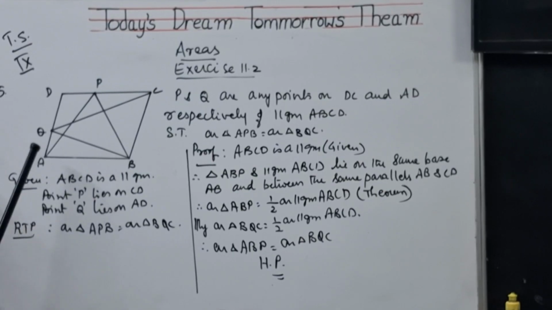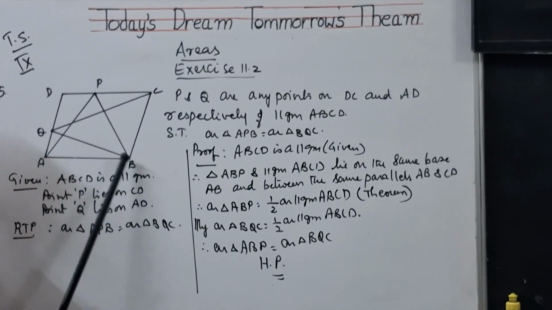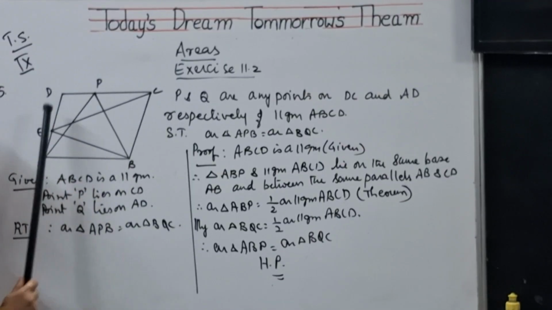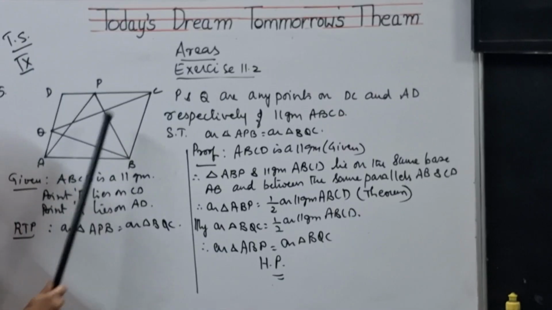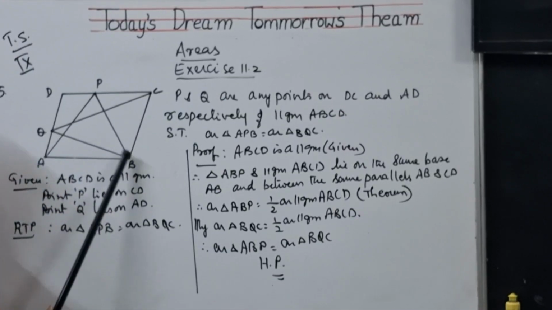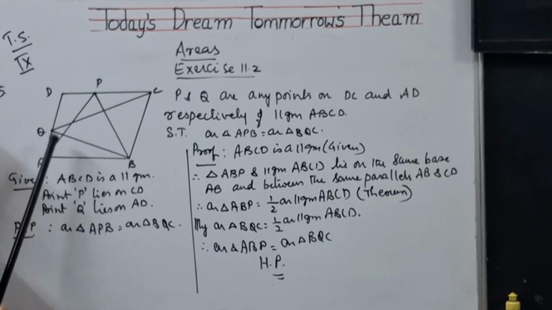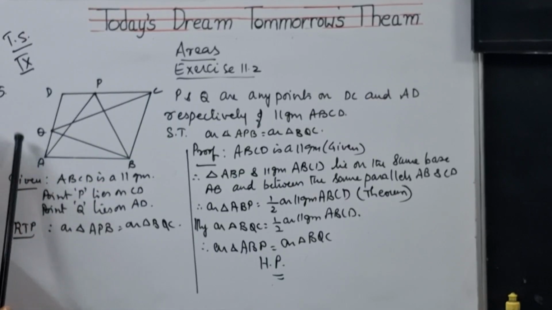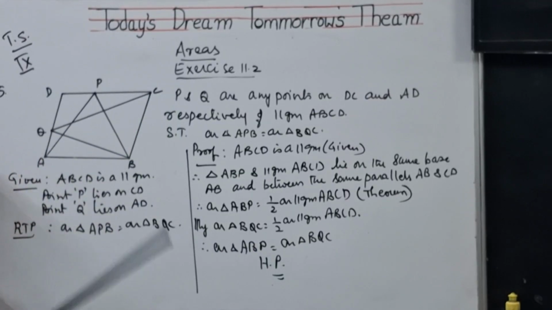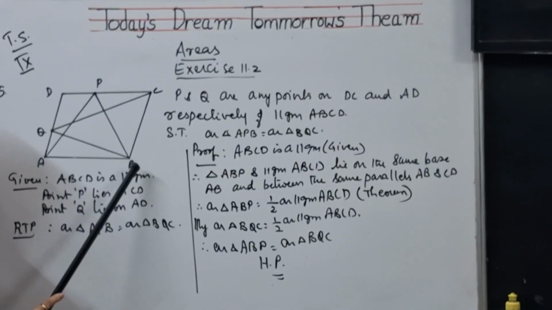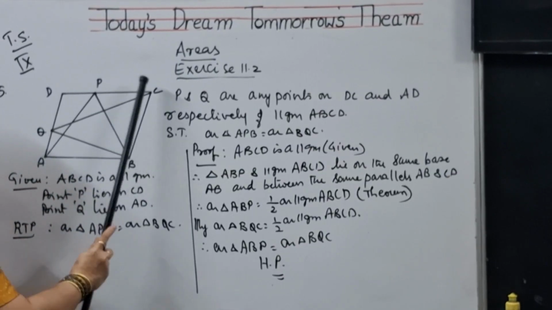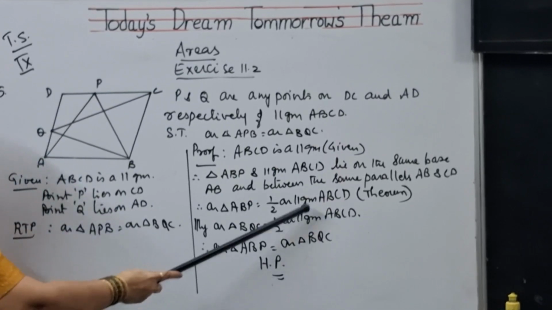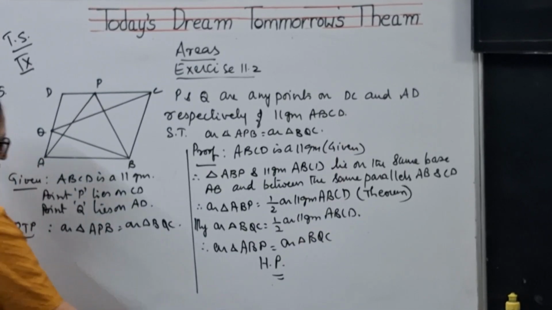So let us see one by one. Triangle APB and parallelogram ABCD are lying on the same base AB and in between the same parallels AB and CD. Therefore, area of triangle ABP is half of parallelogram ABCD basing on the theorem. Similarly, area of triangle BQC will also be equal to half of area of parallelogram ABCD. So when RHS are same, LHS are same. This is the proof for children. Please note it down.